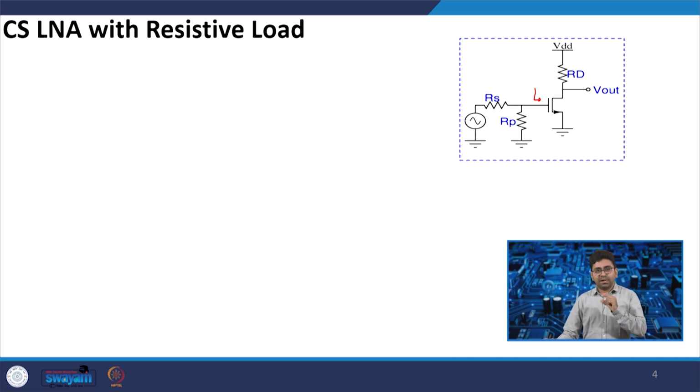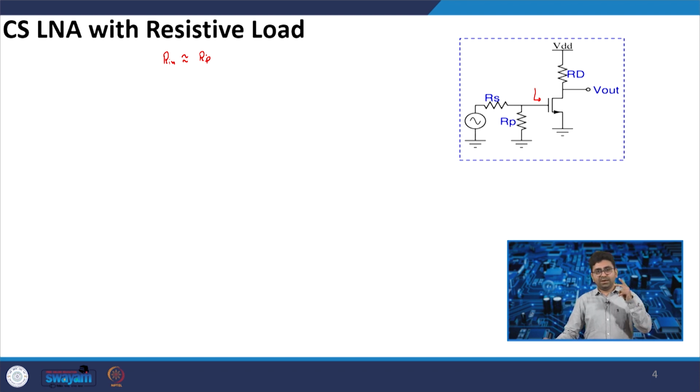So, the simplest way to do the impedance matching is to connect the resistor RP in parallel to the input of the MOSFET. When you connect the resistance RP in parallel, that will decide your matching. So, here your input impedance or input resistance is equal to RP.